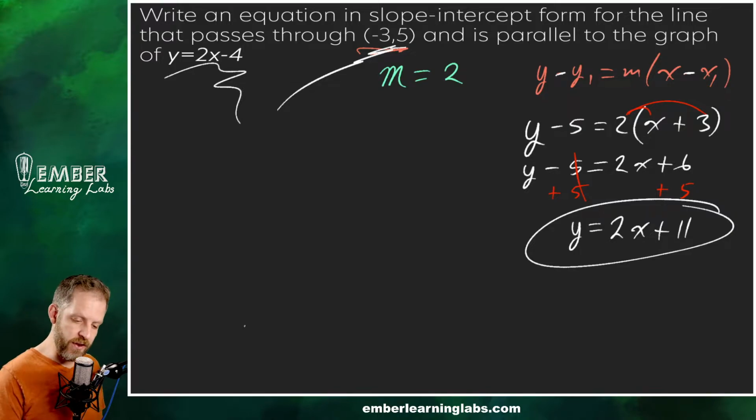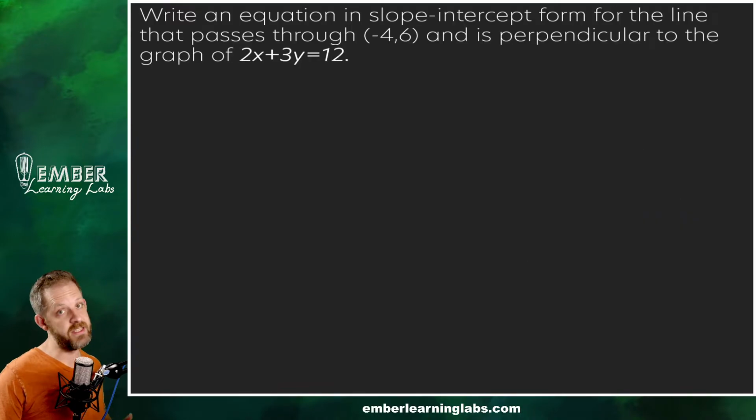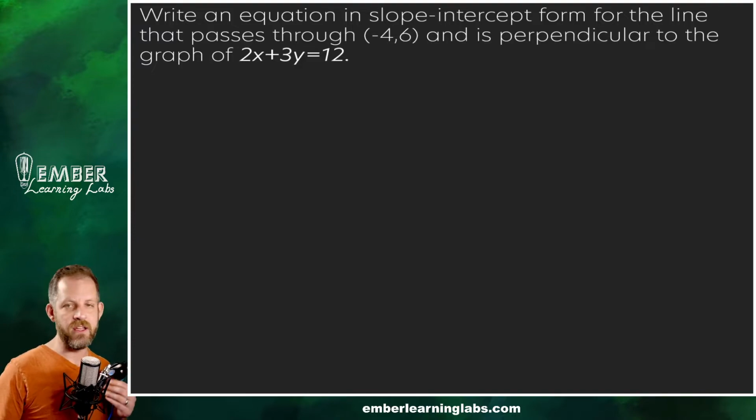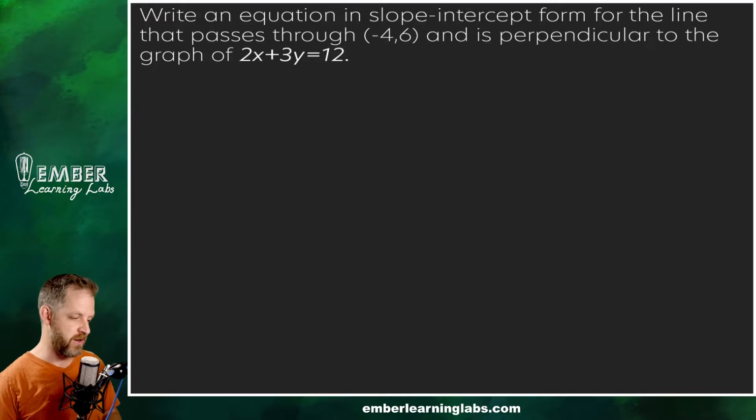Let's do another example, but this time let's look at one where it is perpendicular. Hence the title of this lesson, parallel and perpendicular, right? So we're going to write an equation in slope-intercept form for the line that passes through (-4, 6) and is perpendicular to the graph of 2x + 3y = 12.